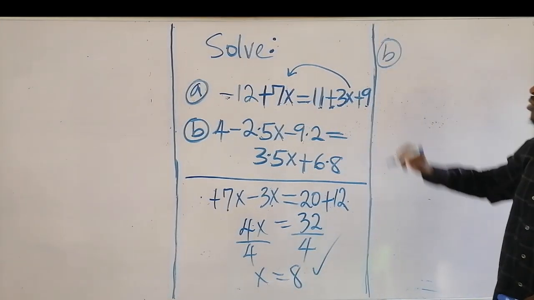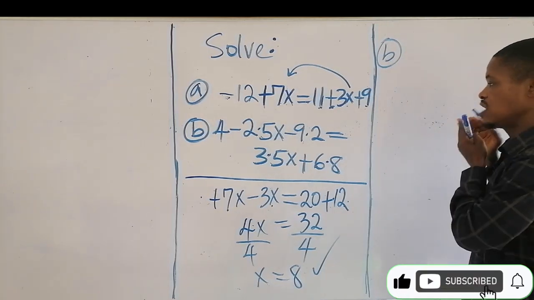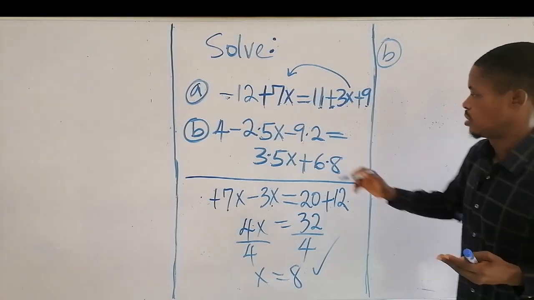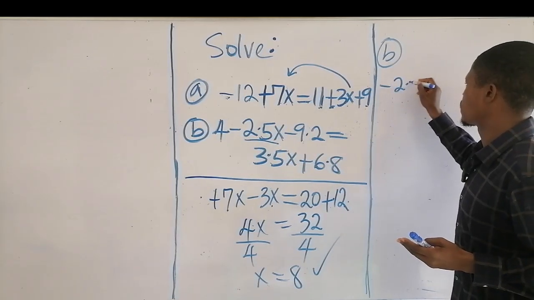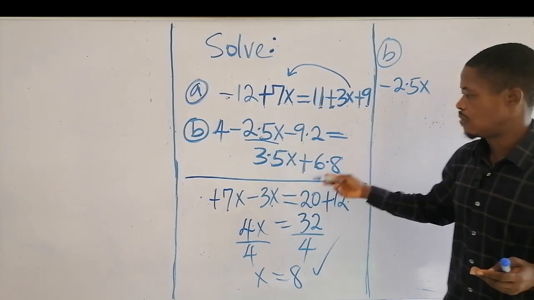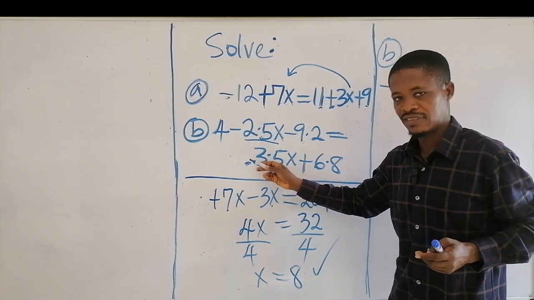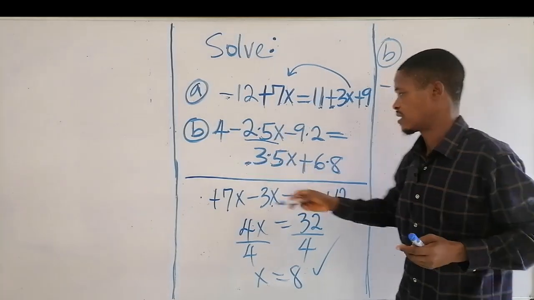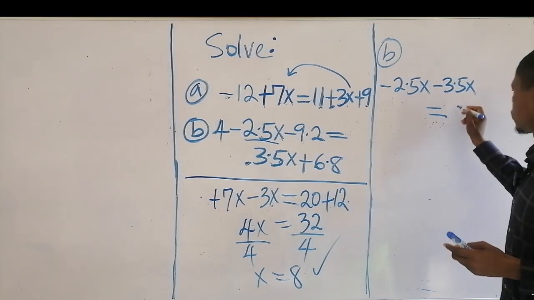The B part, we're going to do the same thing also. We're going to arrange the numbers on one side and the letters on one side. On the left side, we only have this one, so that's minus 2.5x. On the right side, we have this, that's a plus. When a number has no sign indicated, it automatically means positive. So move this one to the other side, and that will be minus 3.5x equal to, here I have 6.8.